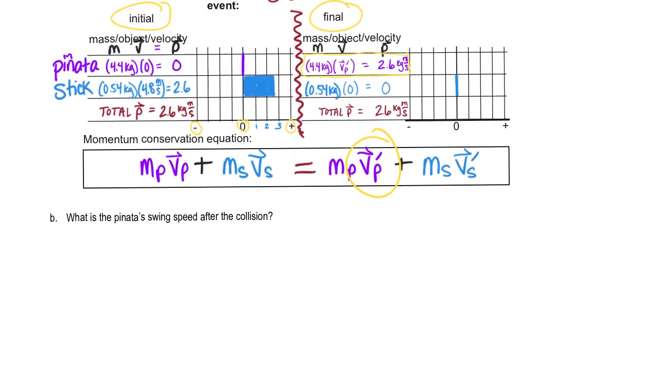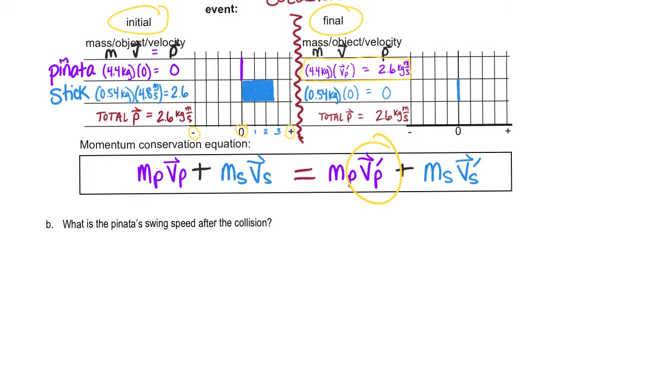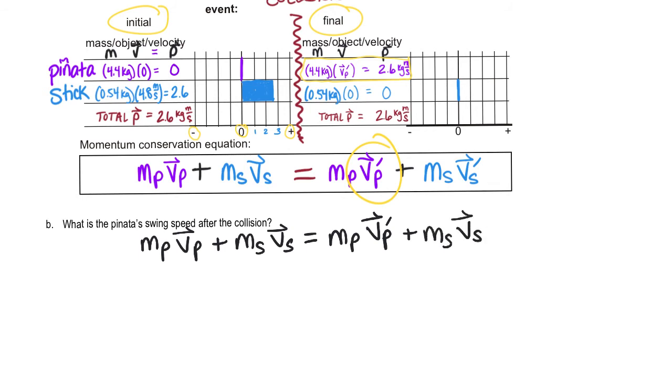I'm just going to slide this up here so I can see. I'm going to rewrite the conservation of momentum equation just to show you all the steps. So I have the mass of the piñata times the velocity of the piñata beforehand, plus the mass of the stick times the velocity of the stick beforehand. That is going to equal the mass of the piñata times the velocity of the piñata after the collision, plus the mass of the stick times the velocity of the stick after the collision. Now, we've already calculated all these out, and we've already said a couple of things. Number one, the initial velocity of the piñata is 0, so this term goes to 0. And I know that after the collision, the velocity of the stick is 0. So this term goes to 0.